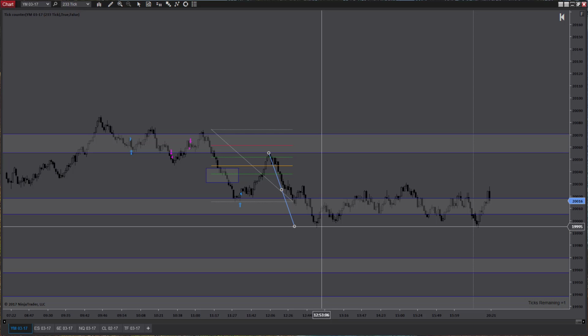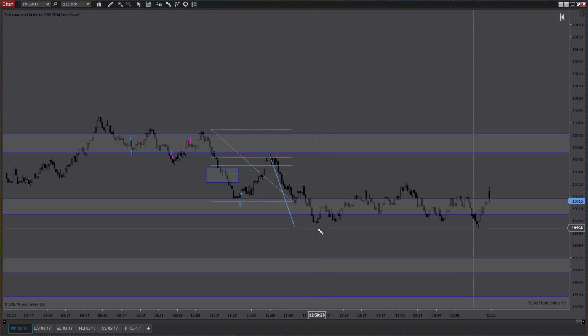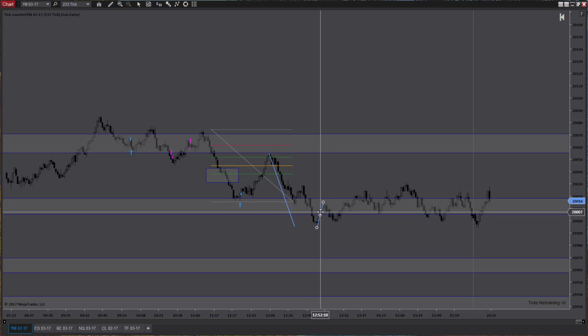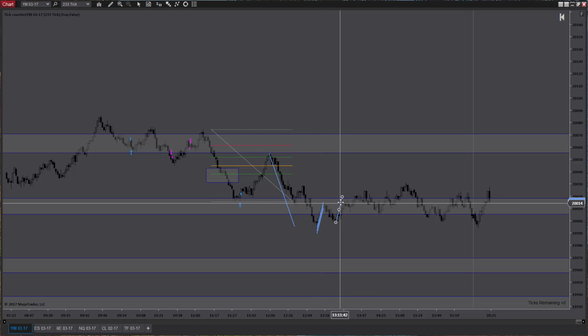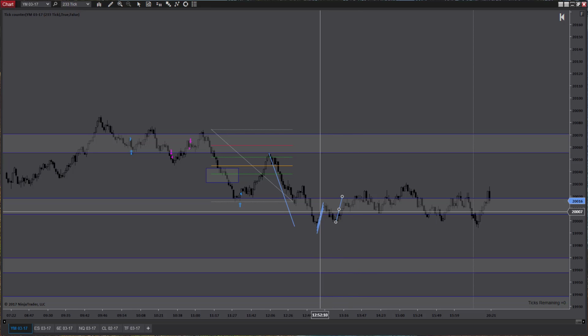Okay, now we have a little minor swing here. We can project these also. Let's add them a few times here. Where did the market come to? Here. Where did the market go? Correct there, right? Let's project them forward.